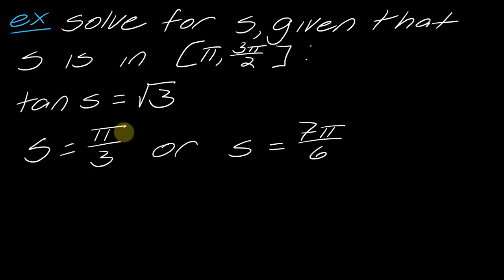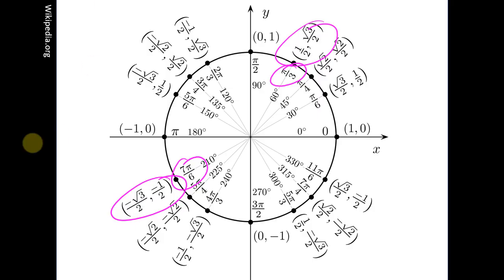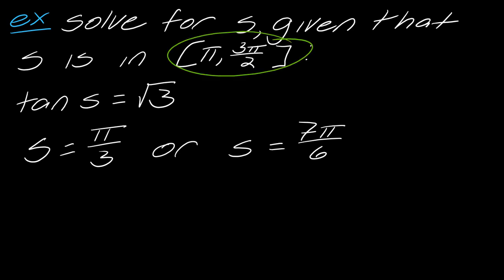Either my s will equal pi over 3. If I plug in pi over 3, that will result in an answer of square root of 3. Or I plug in 7 pi over 6, and that will result in the square root of 3. Again, that comes from looking at my coordinates, and then after I figure out how I got to that square root of 3, I pick the radian measures associated with it. Okay, so I've got those, and now this is where the interval comes into play.